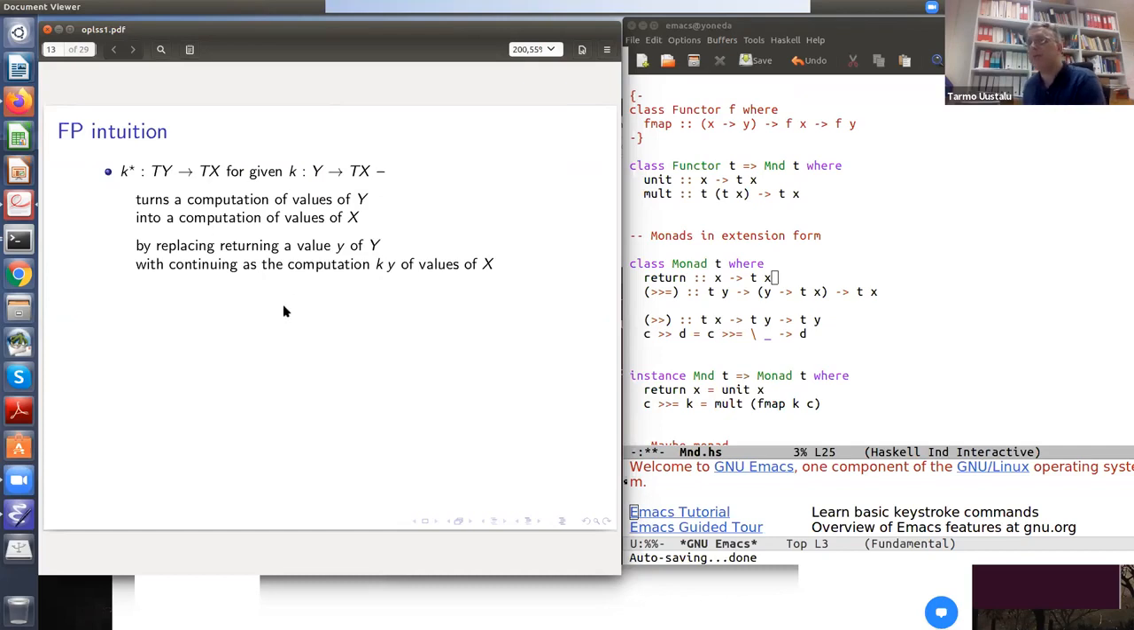Morally, how does this happen is the following. You've got this computation here that sends values of Y into computations over X. For any such, now you can do the following. If someone gives you a computation of Y, basically simulate the computation, at the end of the day, it gives you a value in Y. Then from that point on, run this computation. And then at the end of the day, you get the value in X rather, right? So this is the idea of monadic composition or bind.